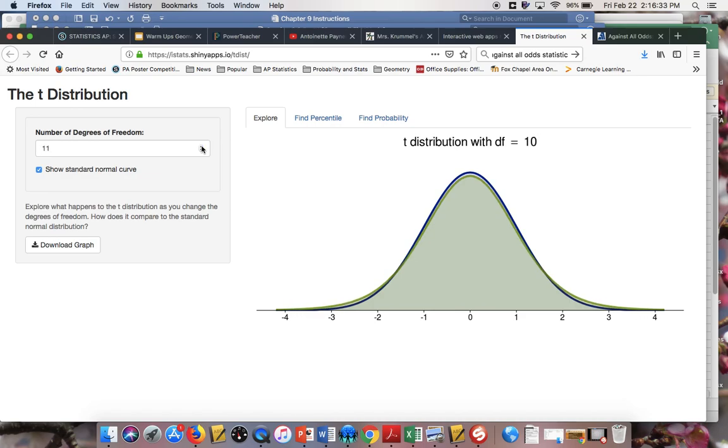So as that sample size gets bigger, and some textbooks will just always use Z after a certain point, our textbook is always going to stick with T. But you'll notice here that that distribution is becoming more like the standard normal curve as our sample size becomes larger.